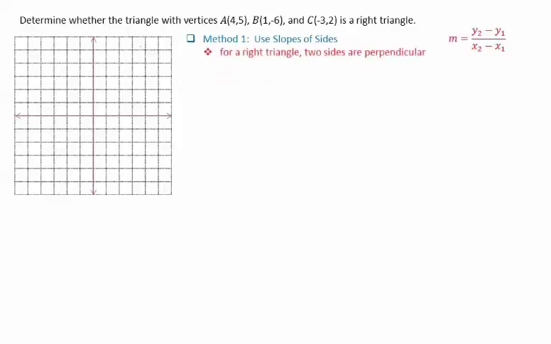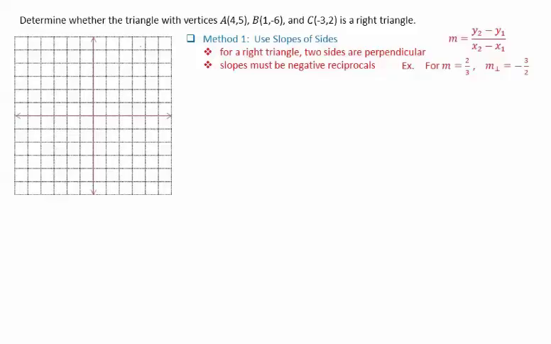The premise here is that for a right triangle, two sides must be perpendicular. The slopes of perpendicular line segments must be negative reciprocals of each other. For example, consider a slope of 2/3. The slope of a line perpendicular to this must be -3/2.